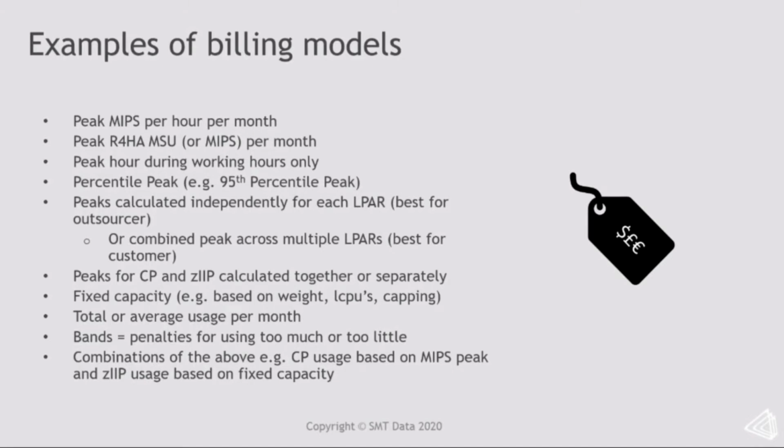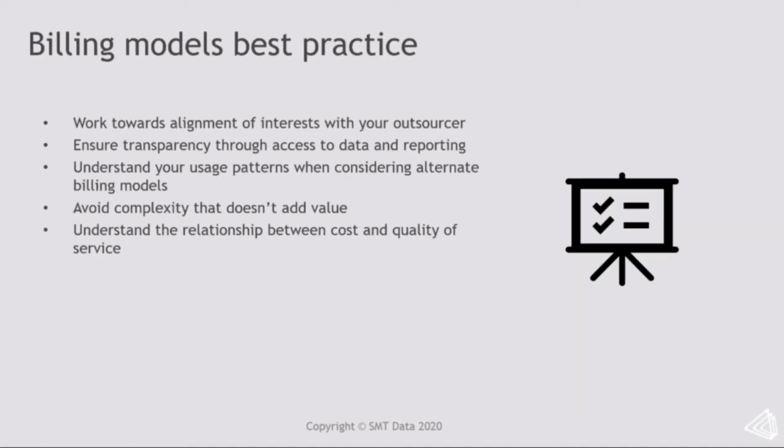Maybe the total or average usage during the month rather than the peak usage. Bands, for example, penalties for using too much or too little relative to the agreement. And of course, all kinds of combinations of the above. So it's not just about calculating the MIPS, it's also understanding which MIPS hour or which combinations of hours are used in the final billing.